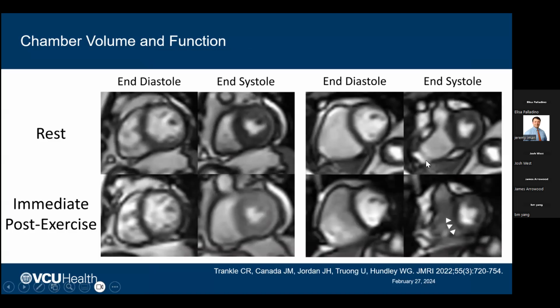And so again, I showed an example of this already, but you can look for wall motion abnormalities, failures to augment segmental systolic function with an exercise challenge. And here's an example of one where in the infraseptum there's a lack of augmentation.